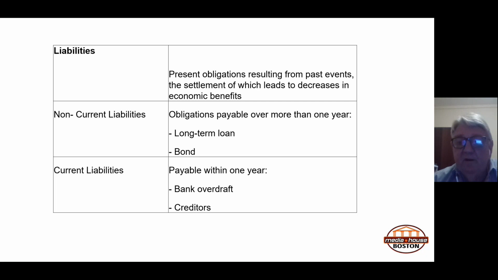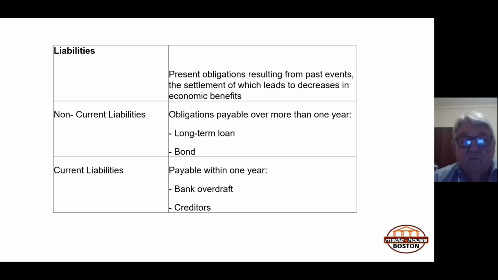Then we go to our liabilities. Again, the definition of a liability: it's a present obligation resulting from a past event, the settlement of which leads to a decrease in economic benefit.